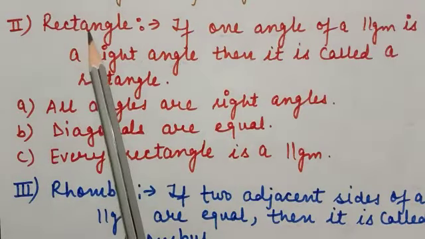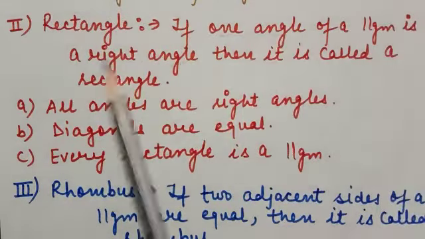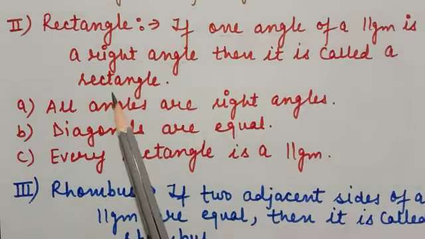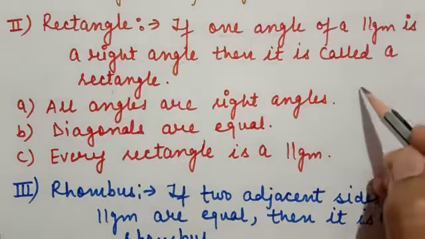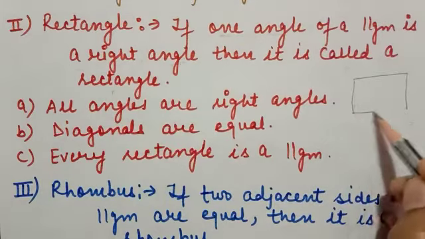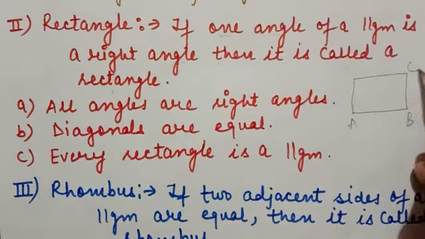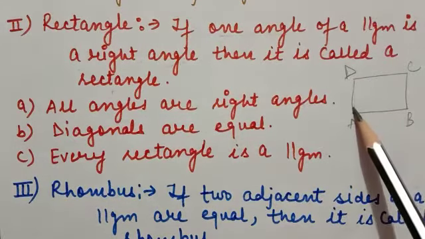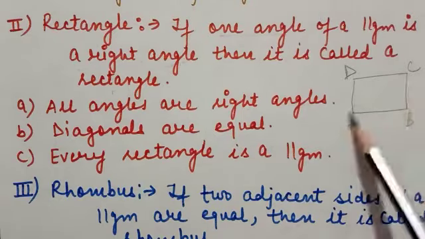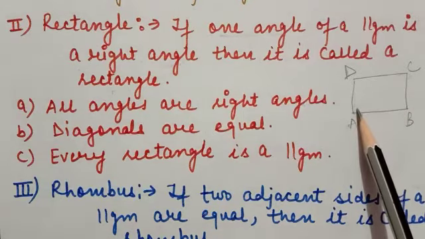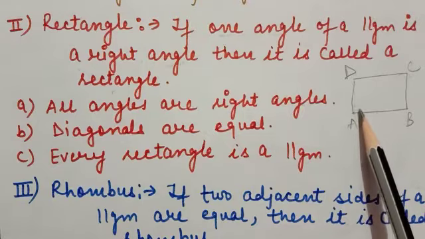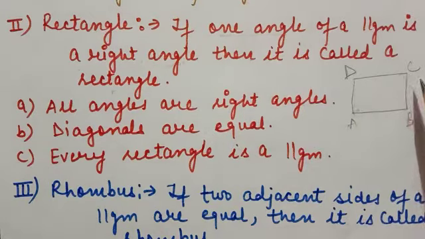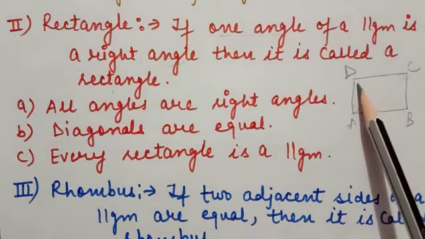Second one is rectangle. If one angle of a parallelogram is a right angle, then it is called a rectangle. Now students, we will correlate all the definitions with a parallelogram because our first definition was parallelogram. If we have a parallelogram ABCD, we know all the properties of a parallelogram very well. We know that opposite angles of a parallelogram are equal to each other. If in a parallelogram one angle is 90 degrees, then definitely the opposite angle is also 90, and we know that adjacent angles are supplementary. If it is 90, then this is also 90, and this is also 90.